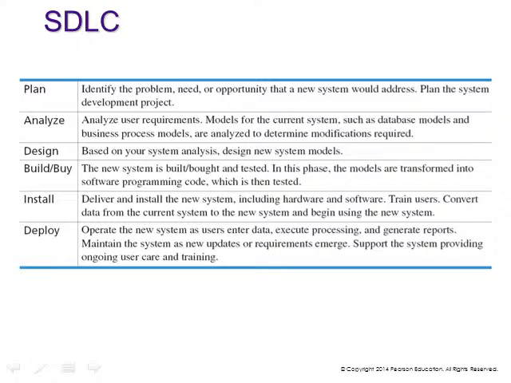So when we're planning, we're identifying the need or the opportunity that the new system would address. So what's wrong with what we've got now? Why is it not working? Right? And then how imminent a need is there for us to have a new system?